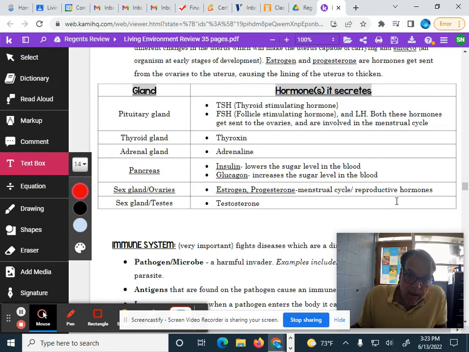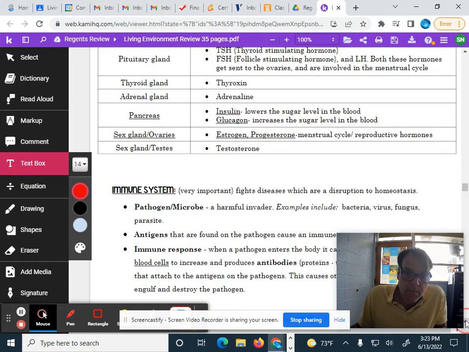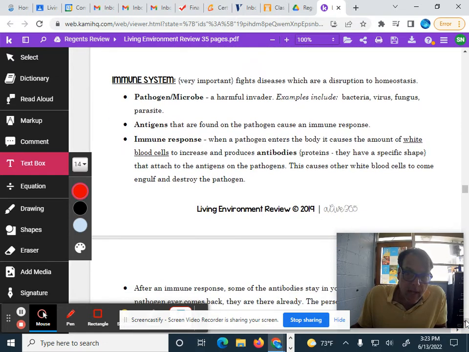Estrogen and progesterone for the menstrual cycle and reproductive hormones, mostly in females. The testes produce testosterone, which causes male secondary sexual characteristics.